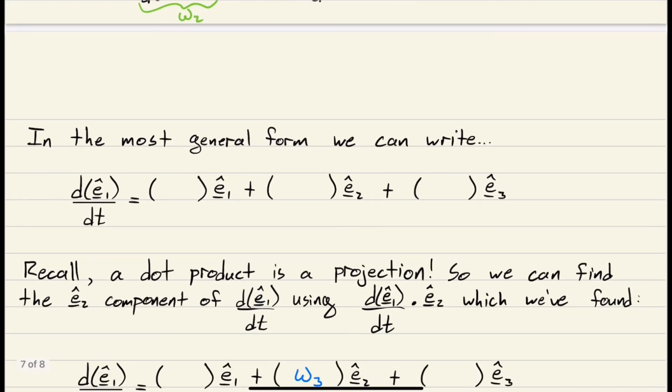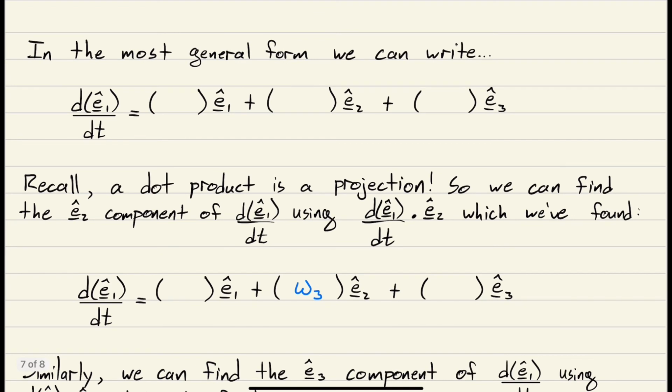Okay, so in the most general form, we can write that the change in the E1 direction is equal to something in the E1, something in the E2, and something in the E3. Recall that if you watch that 3Blue1Brown video, a dot product is a projection. So we can find the E2 component of dE1 dt by dotting it with E2, which we already found. This was omega 3. Okay?